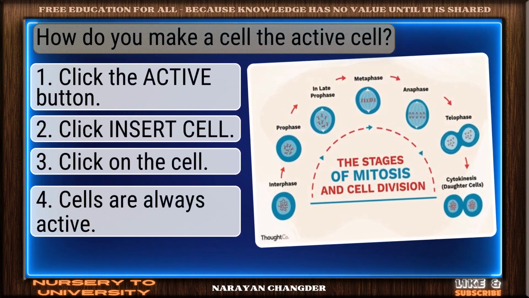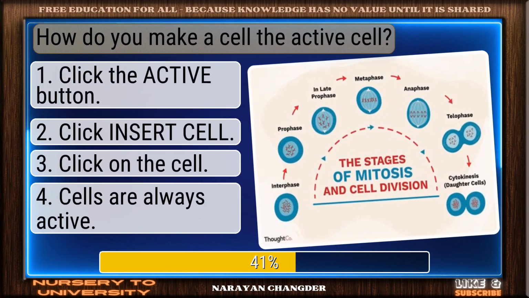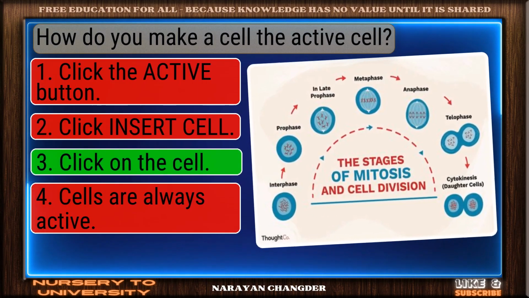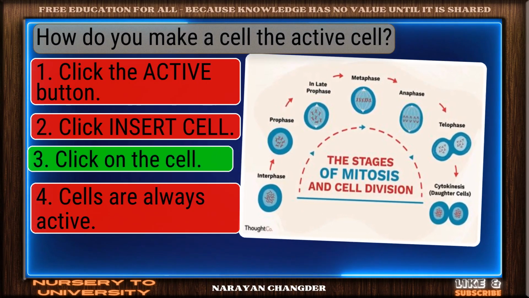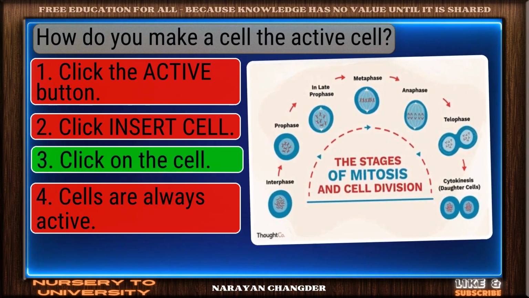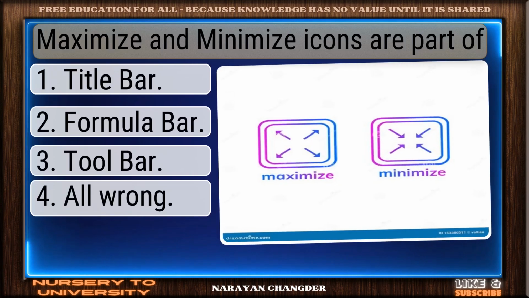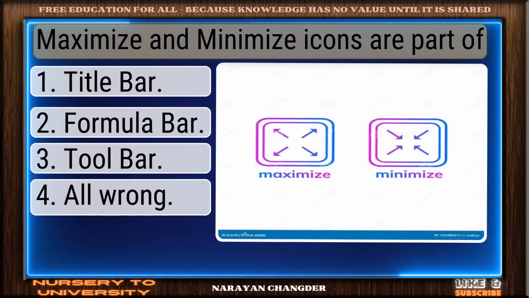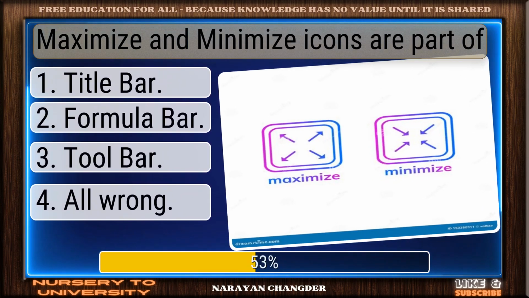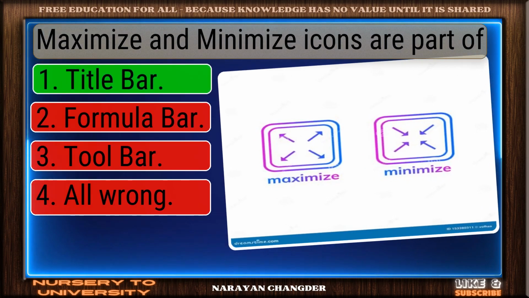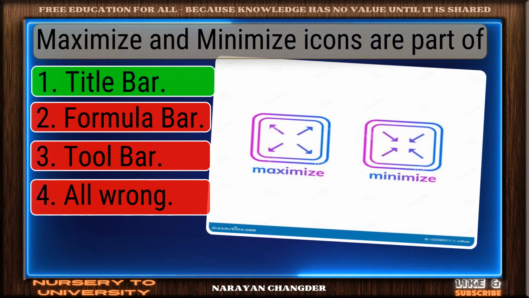How do you make a cell the active cell? Clear logic. Your choice click on the cell is sound and 100% true. Maximize and minimize icons are part of. Good job. Your answer title bar works well here.